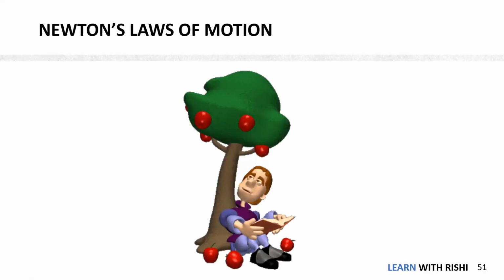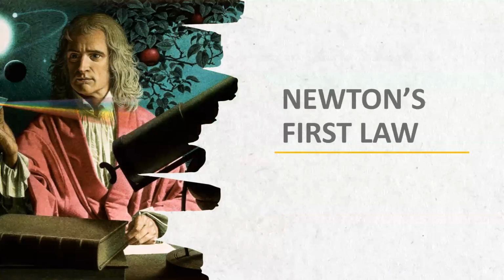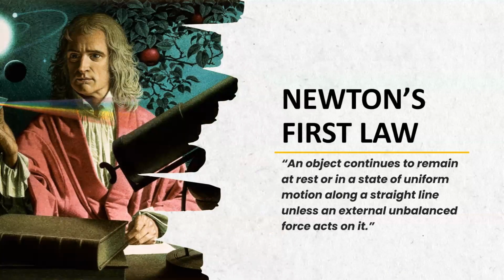So Newton has proposed three laws of motion. We'll learn them one by one. Now these laws of motion are very important as they have many practical applications in our day-to-day life. The first law of motion states that an object continues to remain at rest or in a state of uniform motion along a straight line unless an external unbalanced force acts on it. This statement given by Newton is nothing but the first law of Newton.